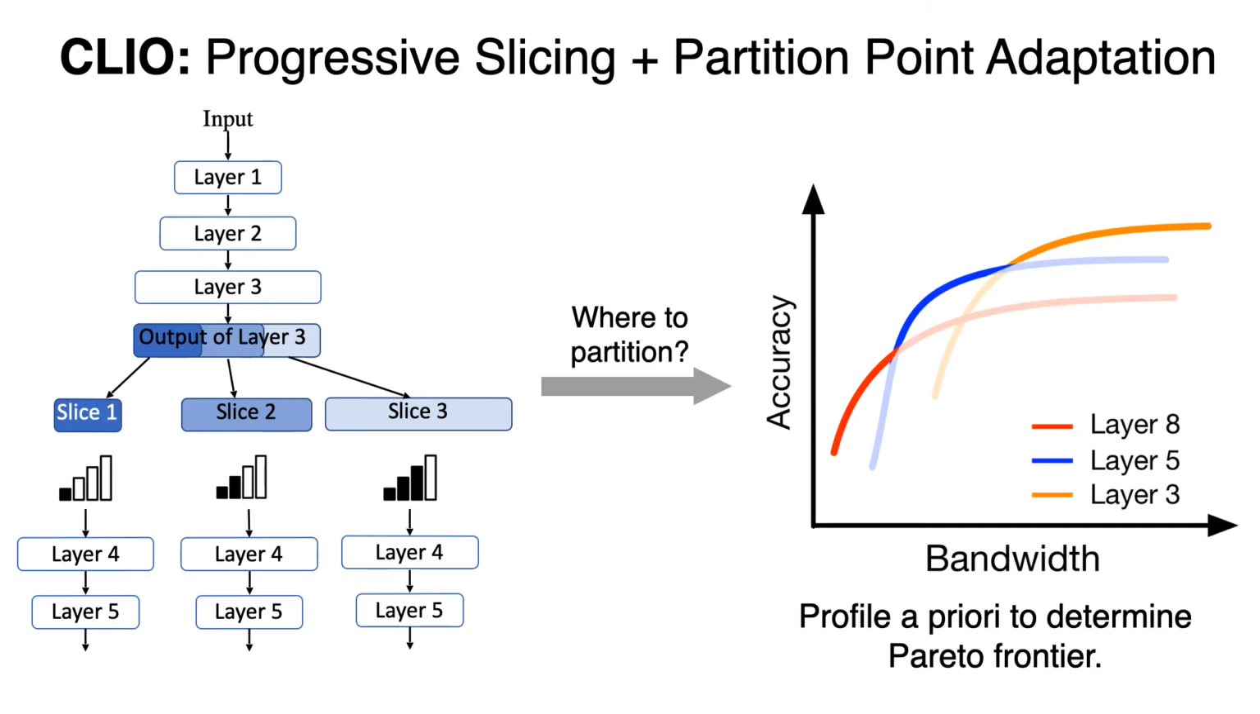Also, we use a curve of the progressive slicing to form the envelope of the best accuracy. For each bandwidth, we use the validation data to determine what is the best partition point and slice based on profiled bandwidth. And during runtime, we will use the average historical bandwidth to choose the best partition point and slice.